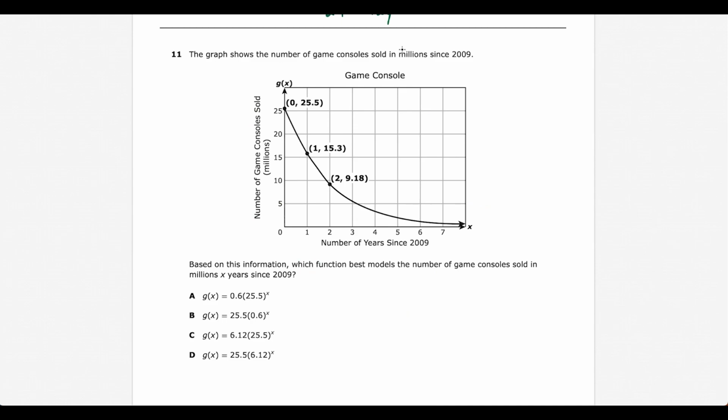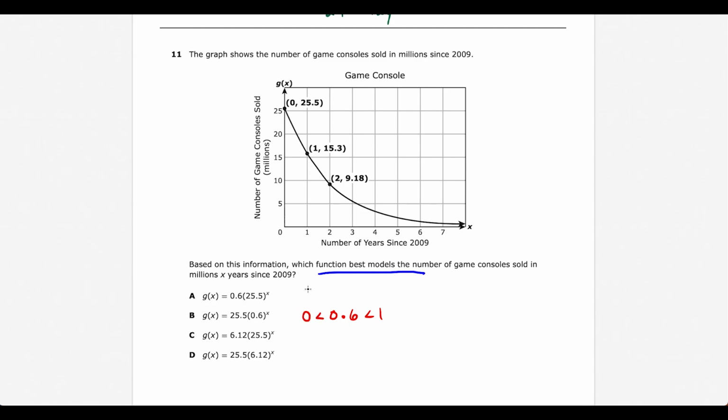Question 11, we have this graph here. We want to know, based on this information, which function best models this graph. And if you know your stuff about exponential functions, anytime you see an exponential function that's dropping like this has to do with our base being between 0 and 1. So right away I could see without using the calculator that this is going to be choice B because 0.6 is between 0 and 1.